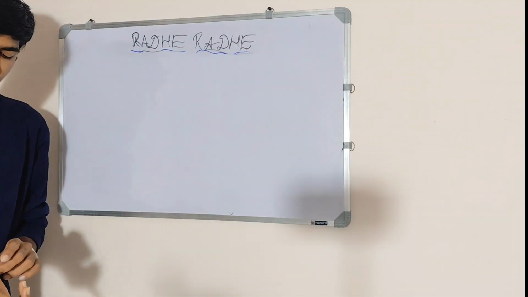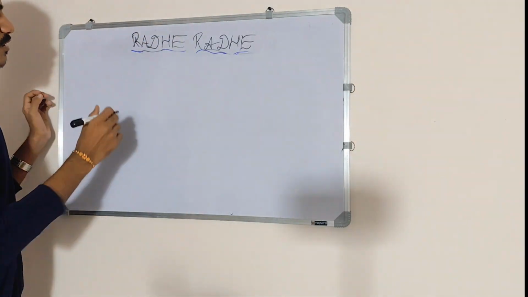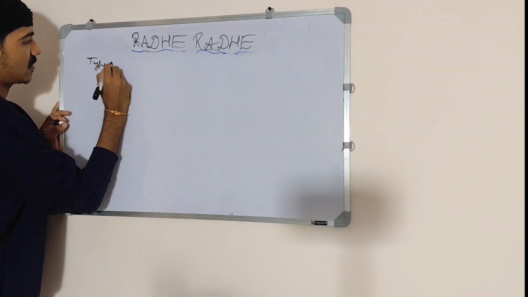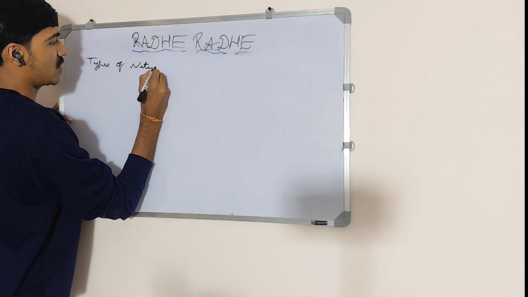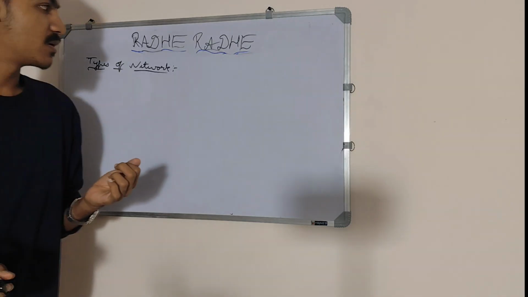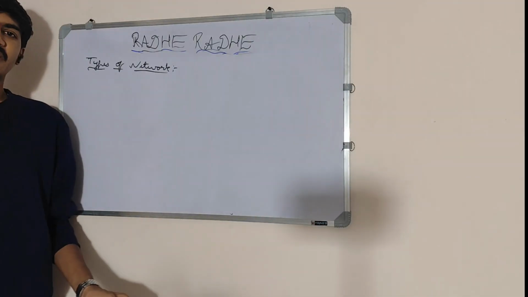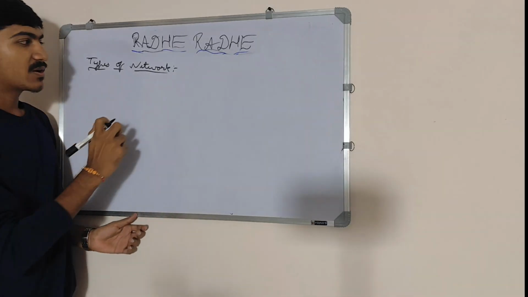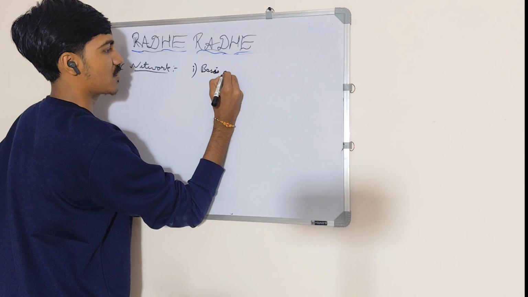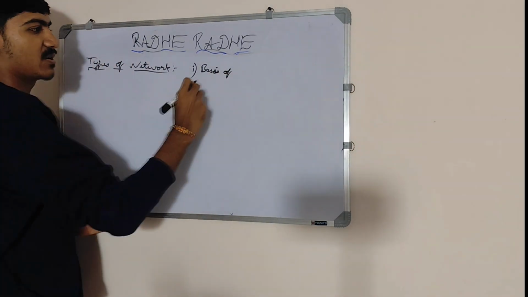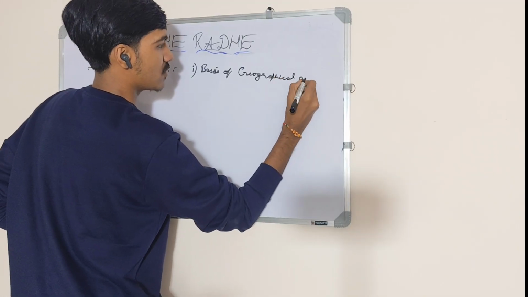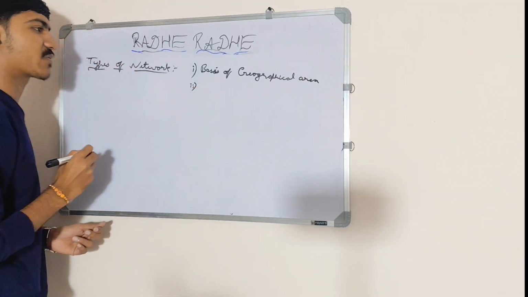Okay, so today, last time we learned network topologies, today we are going to learn about types of network. What can be the different types of network? First of all, networks can be classified on the basis of different parameters. First thing is on the basis of geographical area.